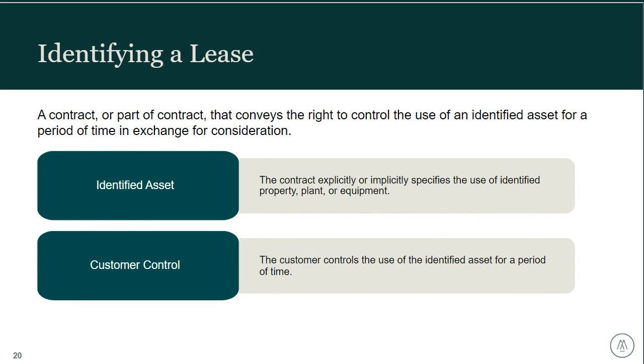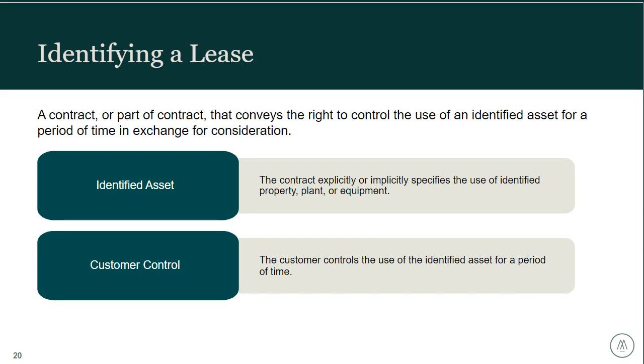So right there, we have the identified asset, and that asset can be explicitly or implicitly specified. So a compressor with X horsepower, I don't need a model and a VIN number on a vehicle or anything like that. A Chevy truck is actually explicitly identified, and it is implicit if it is so specialized in nature that it can do nothing other than that, it is implicitly specified. That's a good one. And then, do we control the use of that identified asset?